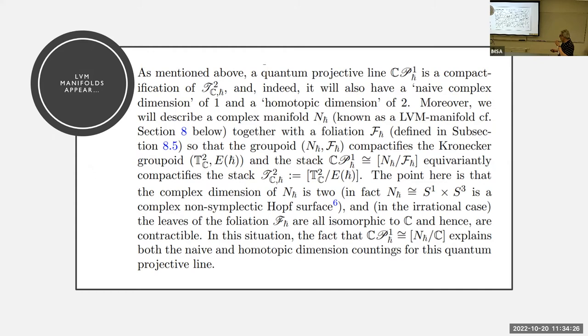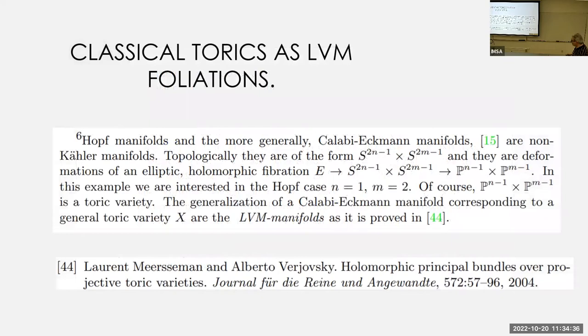This has to do with the Tate-Shafarevich group. I'll try to get into that later. In any case, I just talked about P1, but classical toric varieties have to appear this way, and they do appear this way.